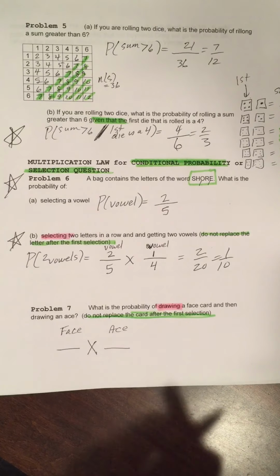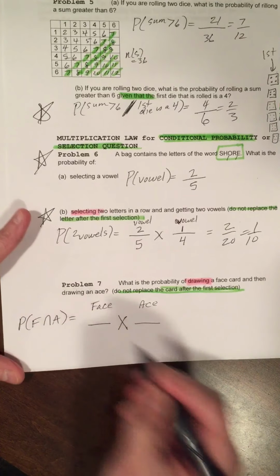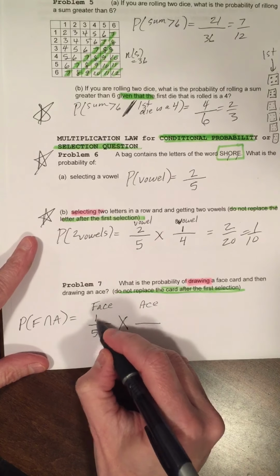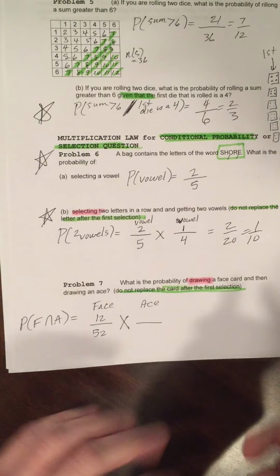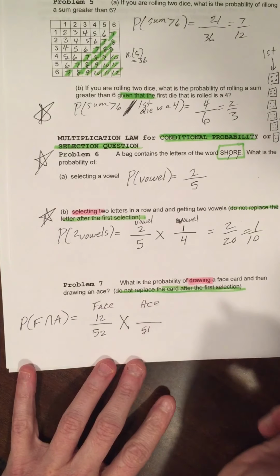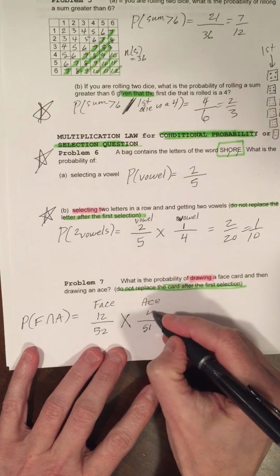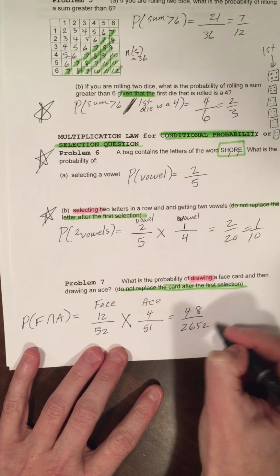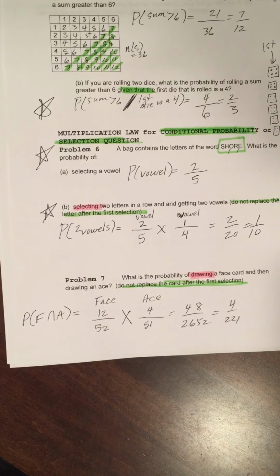So envision me fanning the cards out in front of you. You have 52 cards fanned out in front of you. 12 of them are face cards. Yay, you got a Queen of Hearts. You put it in your pocket. I then fan the cards out again. Now you have 51 cards fanned out in front of you because one of them is in your pocket, and 4 of them are aces. Beautiful, probability of 4 over 221.